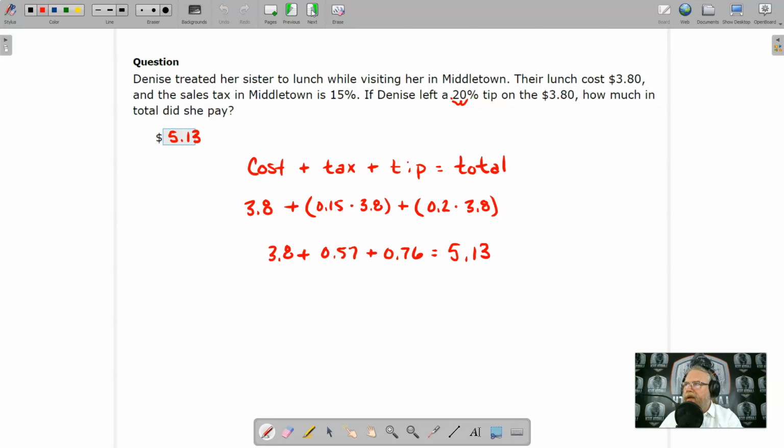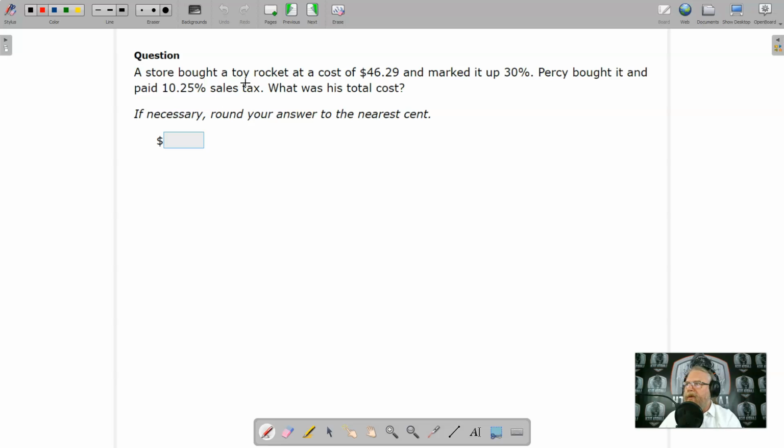So let's go ahead and look at the next question. The store bought a toy rocket at a cost of $46.29 and marked it up 30%. Then Percy bought it and paid 10.25% sales tax. What was his total cost? Well, first we have to find out what the cost of this is with the 30% markup.